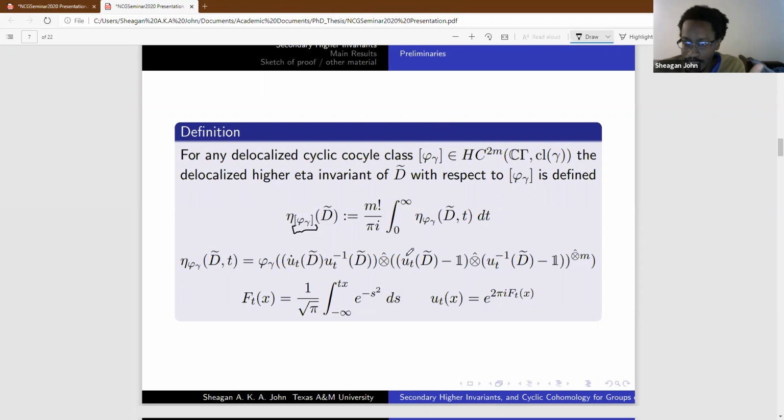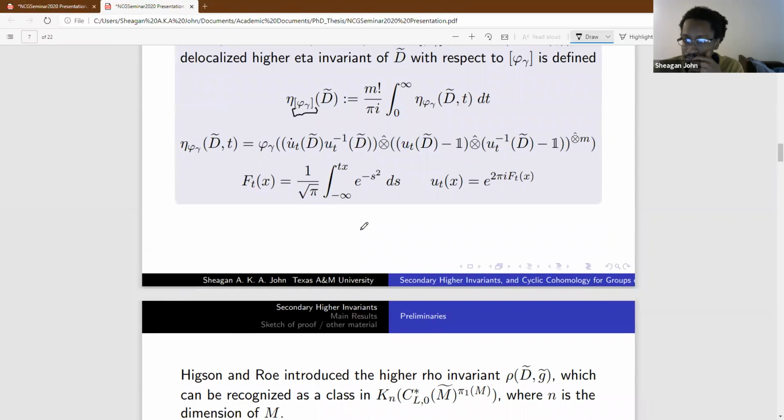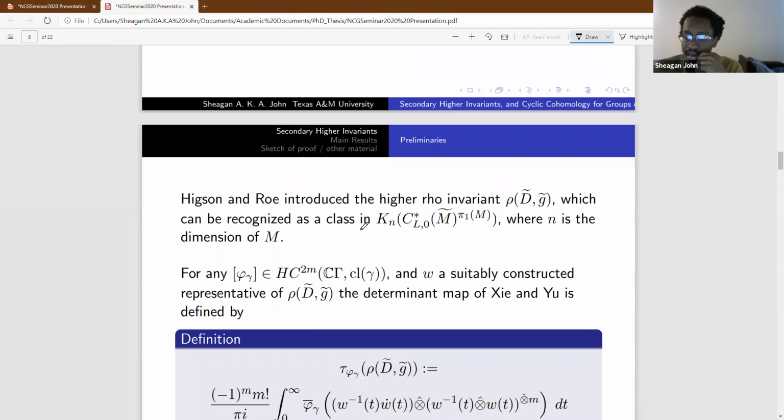Okay, so that's the delocalized higher eta invariant. And before I go any further with it, I want to switch now to the second kind of secondary higher invariant, and that is the higher rho invariant introduced by Higson and Roe. Not, I think, initially in terms of a class in the K-theory of the evaluation ideal of the localization algebra, but it can be recognized as such a class.